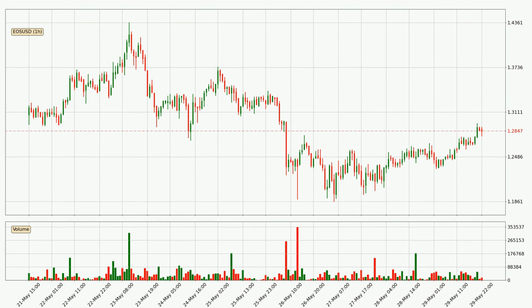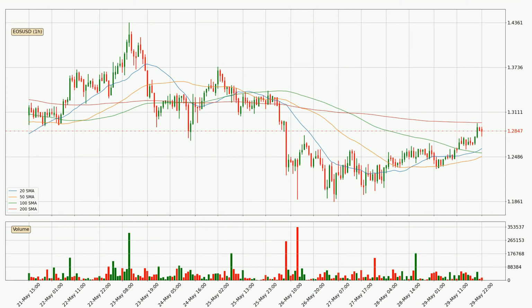By taking a look at the hourly time frame for EOS, the price moved up around 2.9% in the last 24 hours, with a current price of 1.28. And the volume wasn't especially high, so this move wasn't very strong.